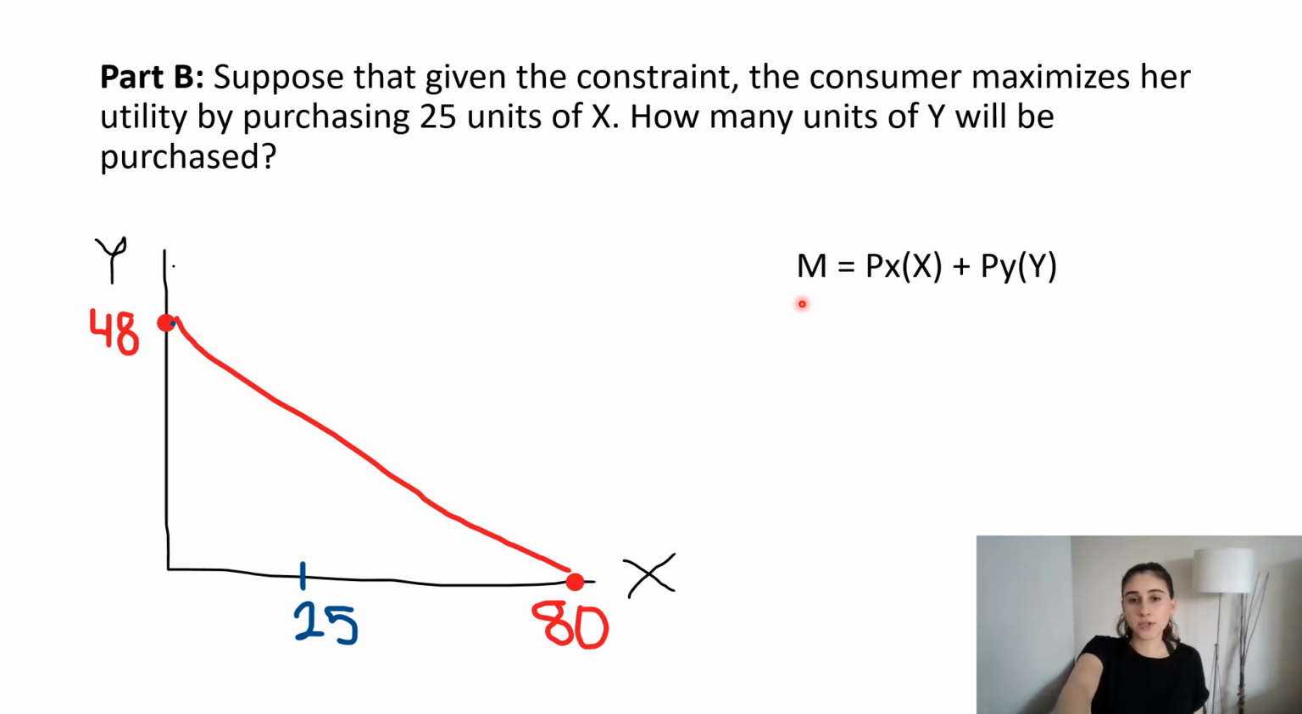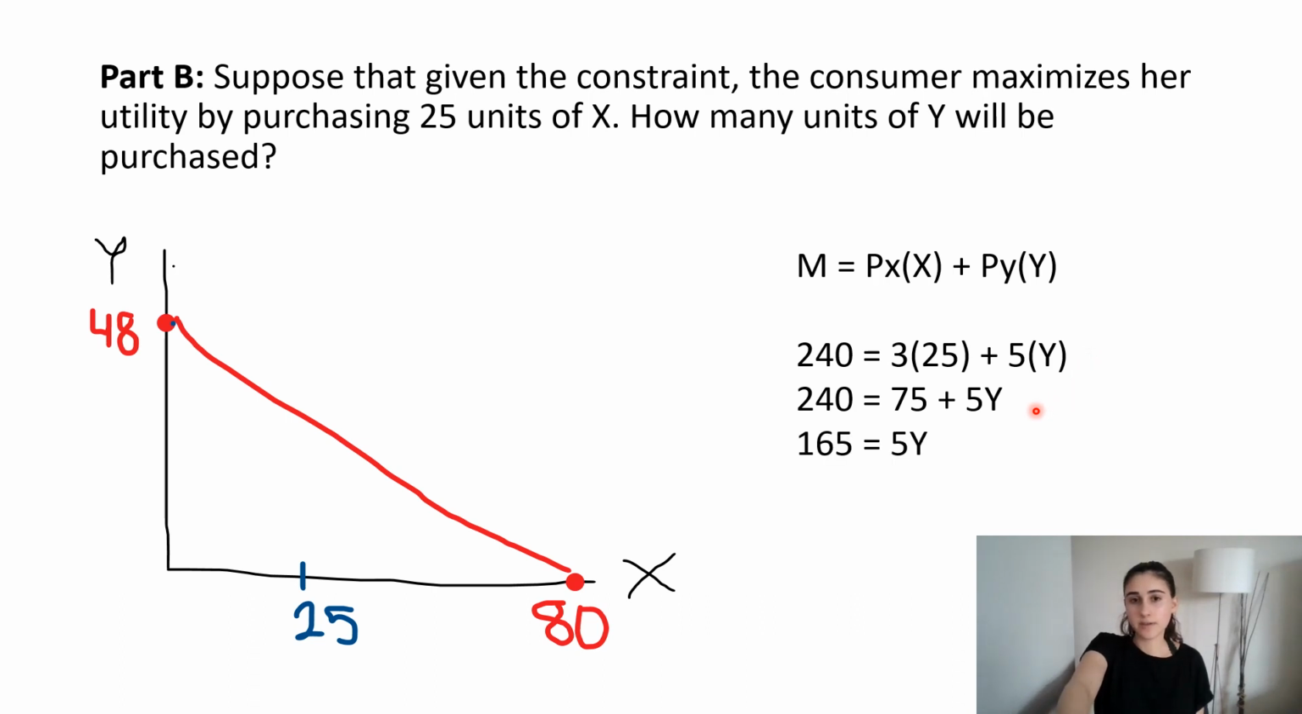M, the budget, which is $240 in this example, is equal to the price of X times the quantity of X plus the price of Y times the quantity of Y. Given this equation, let's fill in the information we know. We know the budget is $240, we know X costs 3 and 25 units are purchased, and we know that Y costs 5. With the information filled in, we have a one variable problem and we could solve for Y. Here we simplify algebraically, more simplification, and solve for Y to be 33.